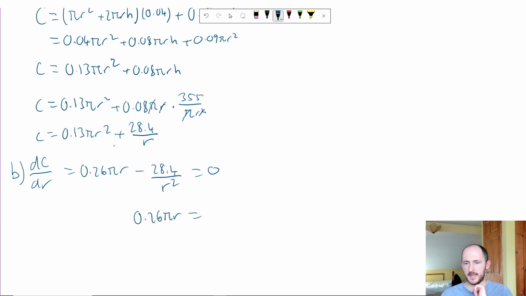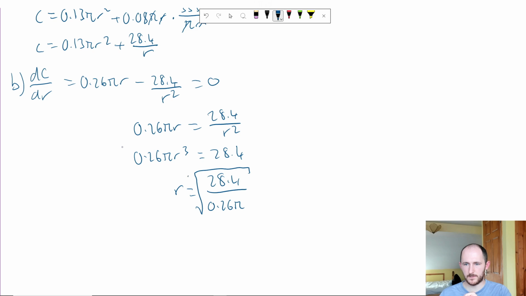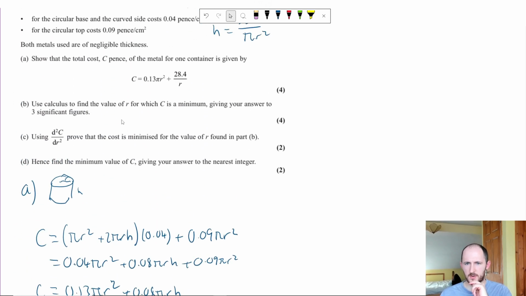Times both sides by r squared. So we get 0.26 pi r cubed equals 28.4. Then all we're going to do is move that all over. 28.4 over 0.26 pi, cube rooted. And did I do anything wrong? I don't think so. But it says to actually work out the value for C.